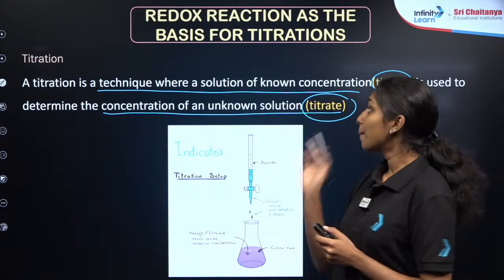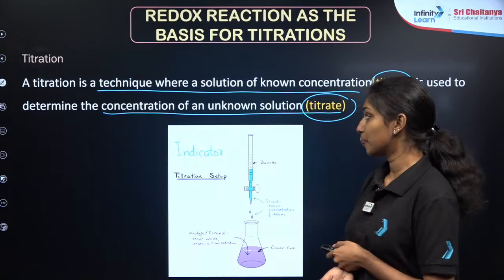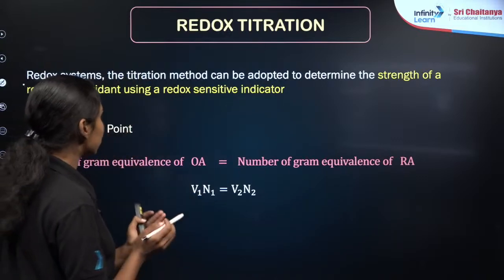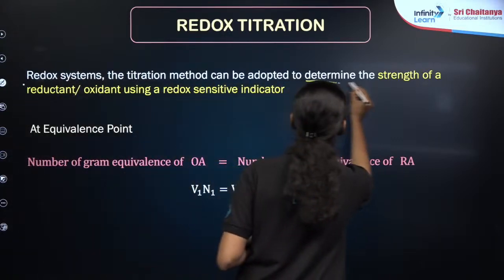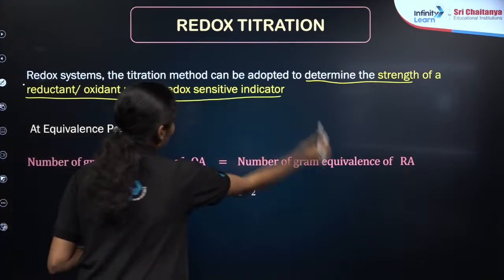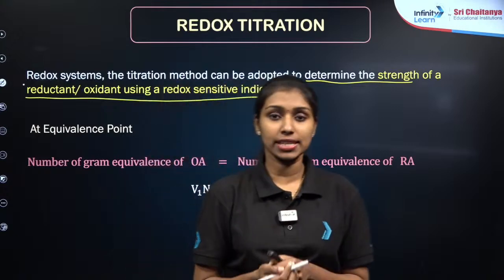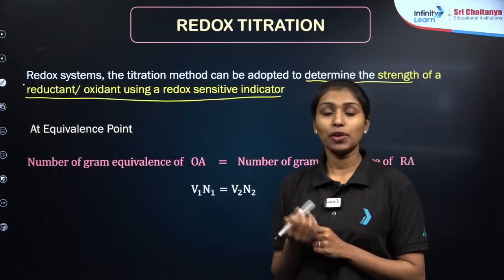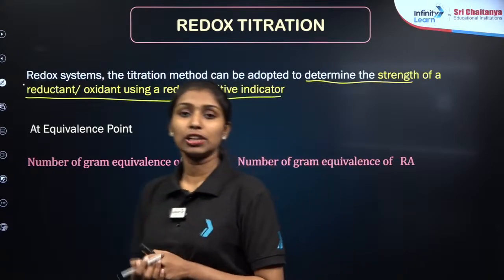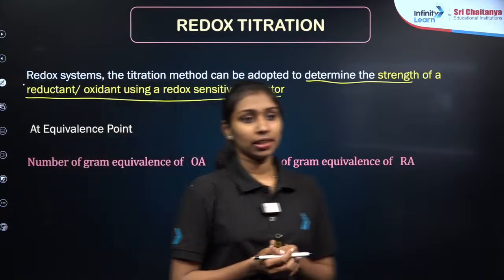Now let me move to the basic part, that is the redox titration here. What do you mean by redox titrations? In the case of redox systems, we are determining the strength of an oxidizing agent or reducing agent by using a redox sensitive indicator. What is the difference here from the acid-base titration? Here we are using an oxidizing agent or reducing agent to find out the strength of an unknown solution, by using redox sensitive indicators. Just like phenolphthalein or methyl orange, we are using some other indicators known as redox indicators. Fine?